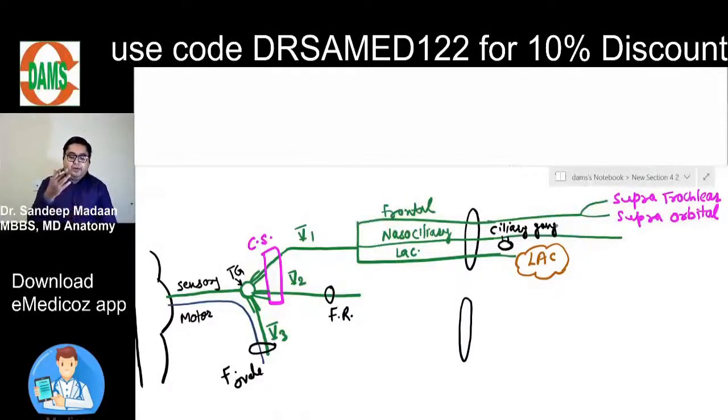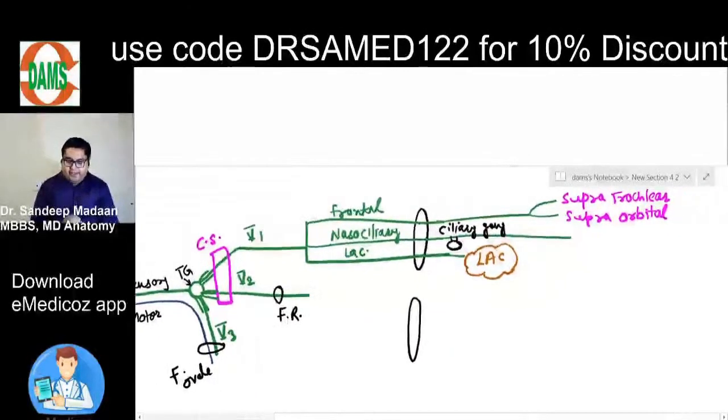Okay. And who is the functional nerve for the ciliary ganglion? The nerve to inferior oblique, which carries the fiber from the third nerve, which are eventually coming from the Edinger-Westphal nucleus, right? Now, this nasociliary nerve, which is holding the ciliary ganglion, will give some branches. What are these branches?